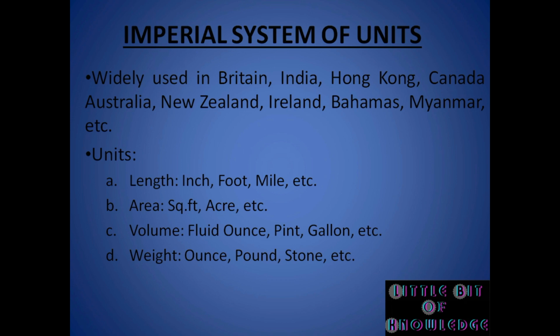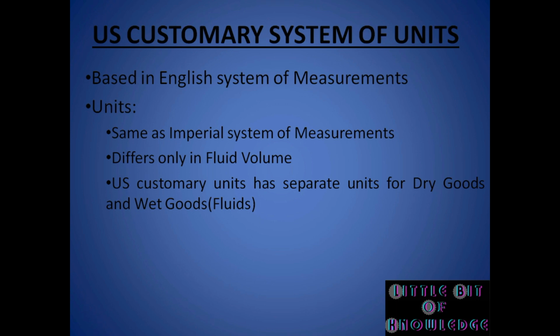Next, let's discuss US customary units. The US customary system of units is also based on the English system of units. It is more or less the same as the imperial system of measurements. The only difference we could see between the imperial system of units and the US customary system of units is in fluid volume. Here in US customary units, they have separate units for dry goods and wet goods.